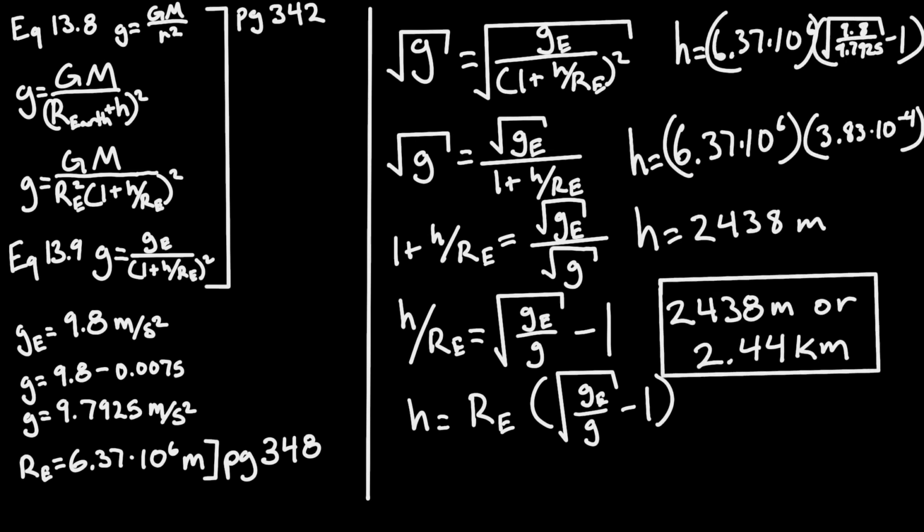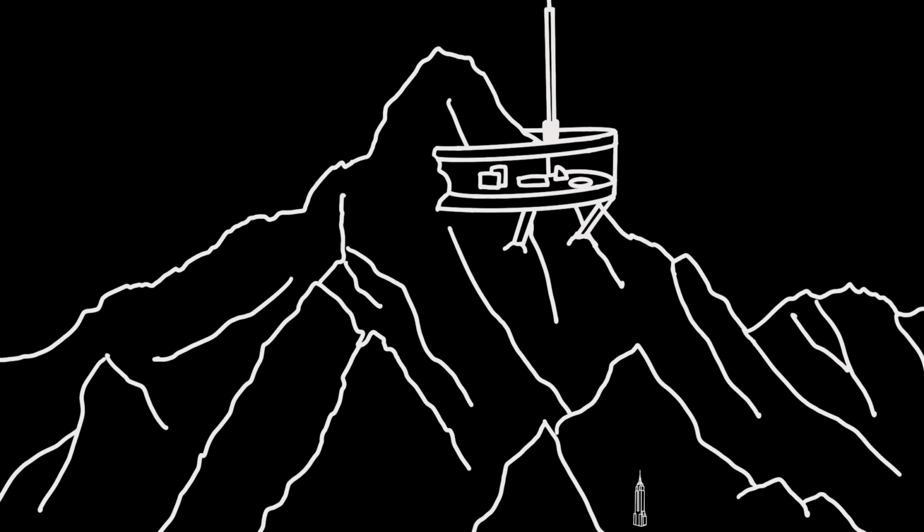Subtracting 1 and multiplying by the radius of the Earth leaves us with this equation. From here, all we have to do is plug in our numbers. Here we have a final answer of 2,438 meters, or 2.44 kilometers. That's 5.5 Empire State Buildings tall, which is quite high.